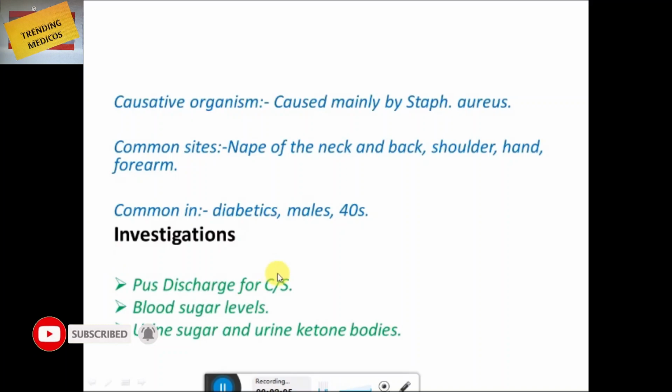Investigations that are done to diagnose and for treatment are: first we send pus, which is from discharging sinus, for culture and sensitivity. We also get the blood sugar levels for diagnosing diabetes if the patient is not diagnosed previously, and if he's been diagnosed, to know the current diabetic status. We also do urine sugar and ketone bodies.